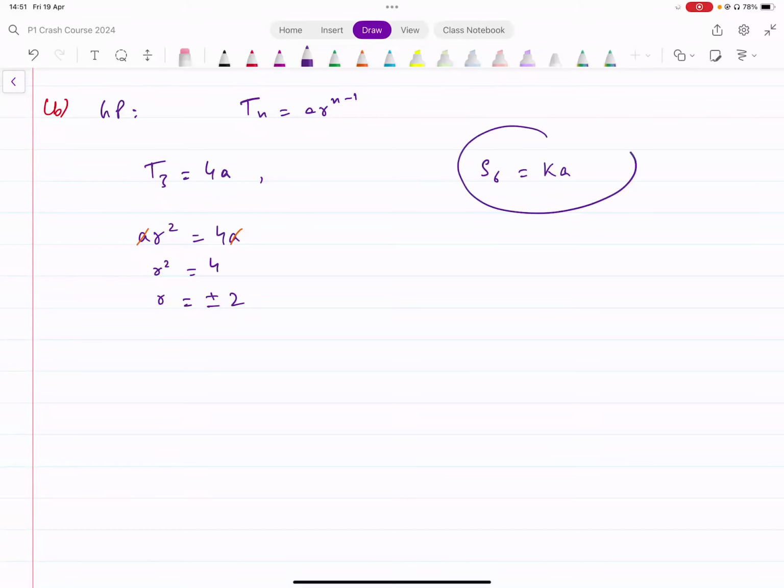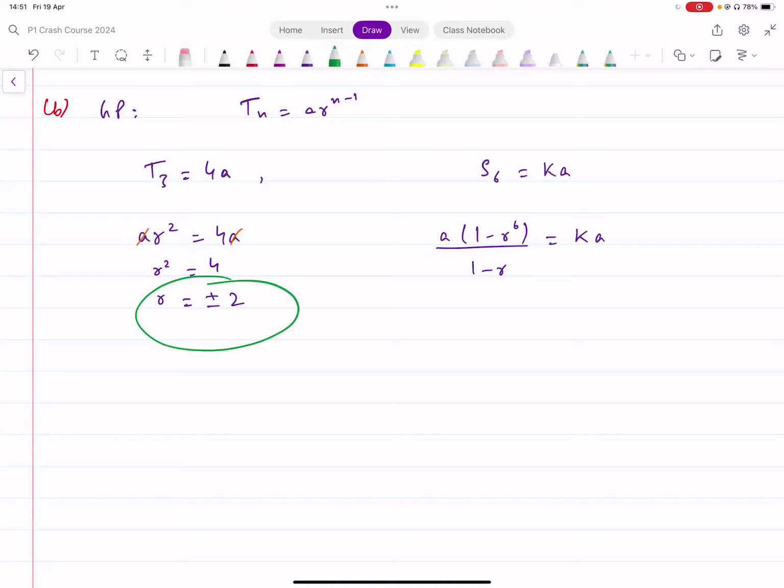Now it says the sum of the first 6 terms is k times a. It's a GP. What's the sum formula for a GP? A into 1 minus r raised to power n divided by 1 minus r. Now, n is 6, so we can replace n with 6. It's 1 minus r raised to power 6 divided by 1 minus r. That equals k times a. Now, there are 2 possible values of r that we've got. We can input both of them one by one.